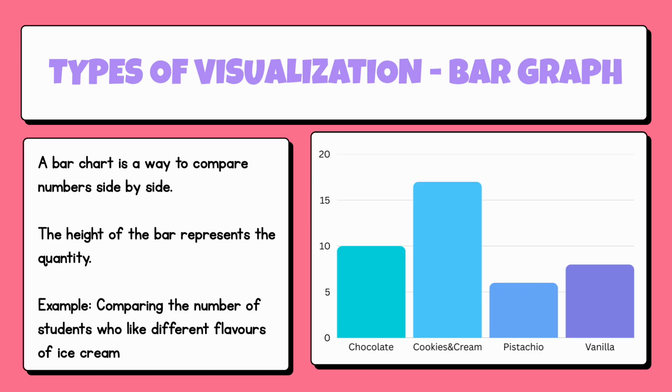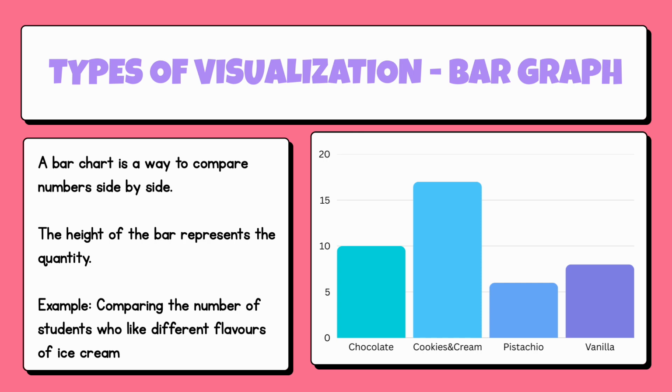Now let's talk about different types of data visualizations that you could use. The first is a bar graph. A bar graph is a way to compare numbers side by side. The height of the bar represents the quantity of the category that the bar represents.